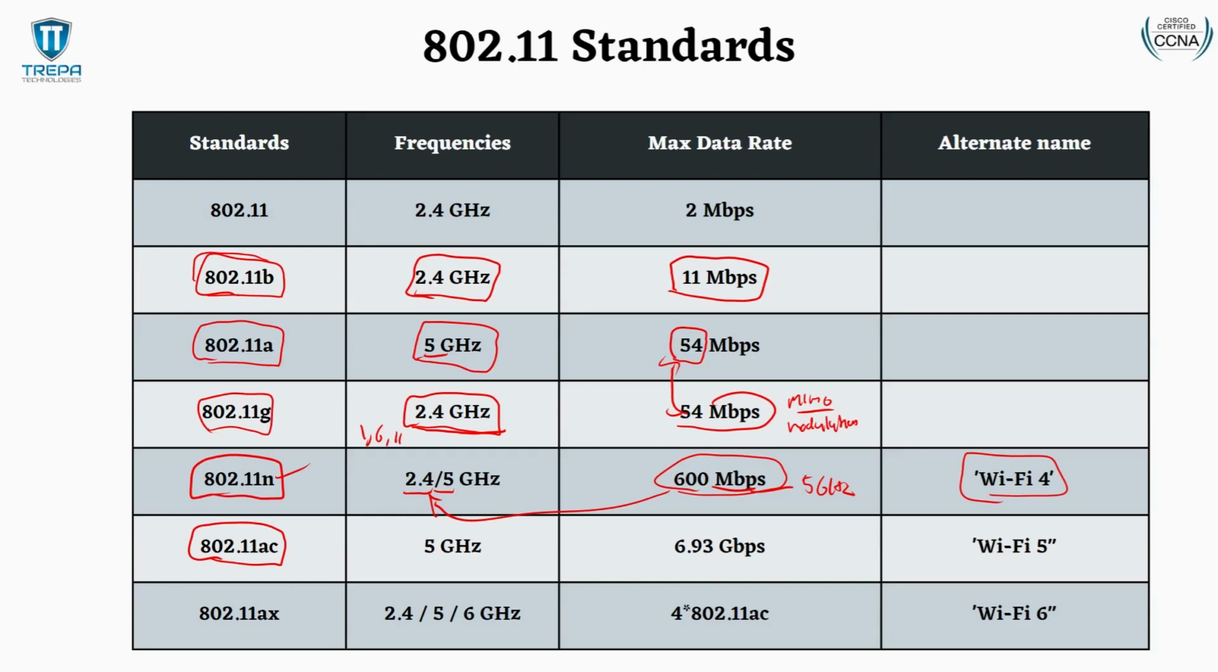The alternate name for 802.11n is Wi-Fi 4. Then we have the upgrade, 802.11 AC, which operates just in the 5 gigahertz range. It says this is the max data rate, though I don't know if that's true outside of a perfect world. That's Wi-Fi 5. And then we have 802.11ax, which is going to operate in 3 different frequency ranges. For the max data rate, it says 4 times 802.11 AC. What that means is essentially this is really fast. It doesn't mean that you're getting 24 gigs of throughput.